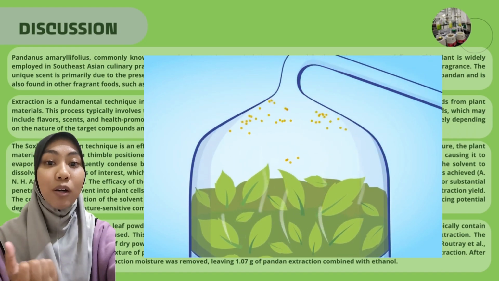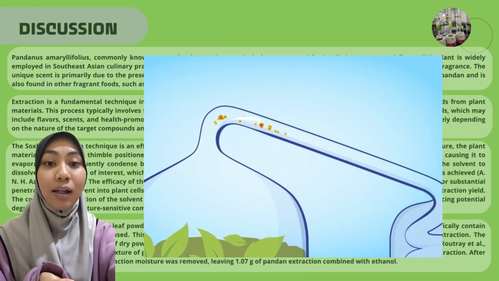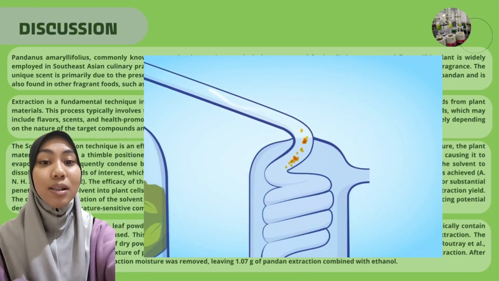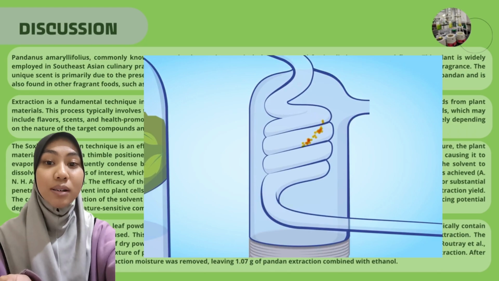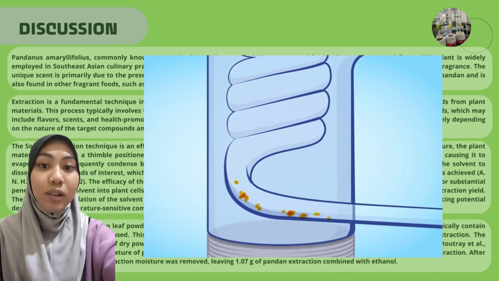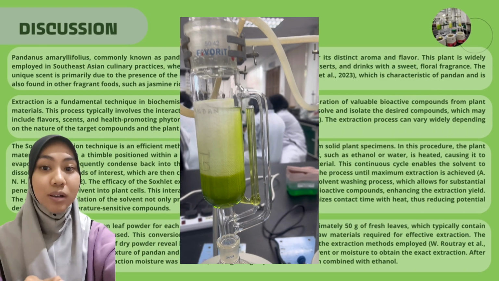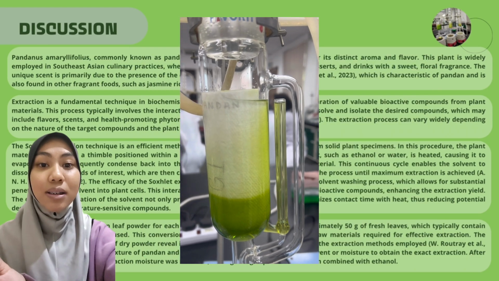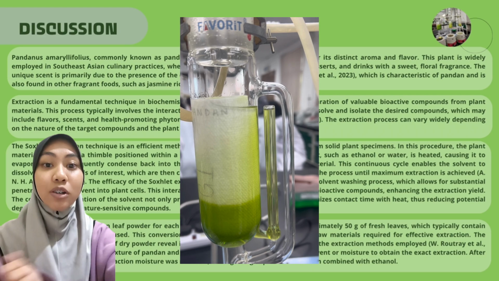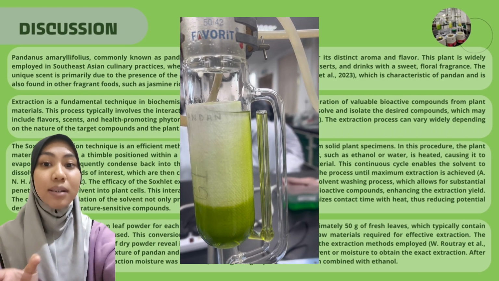This continuous cycle enables the solvent to dissolve the compounds of interest, which are then carried back into the boiling flask to repeat the process until maximum extraction is achieved. The efficiency of the Soxhlet extraction method is rooted in its repetitive solvent washing process, which allows for substantial penetration of the solvent into plant cells. This interaction facilitates the dissolution of various bioactive compounds, enhancing the extraction yield.